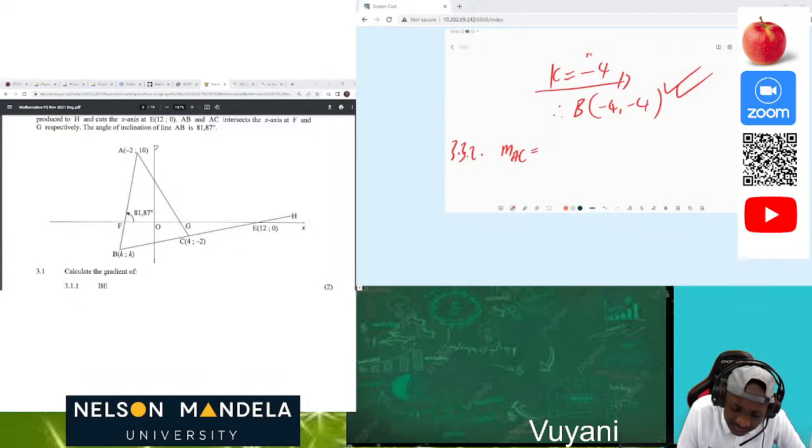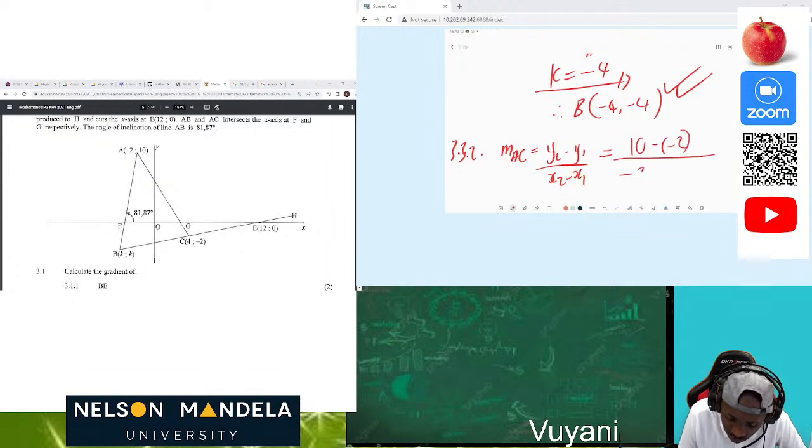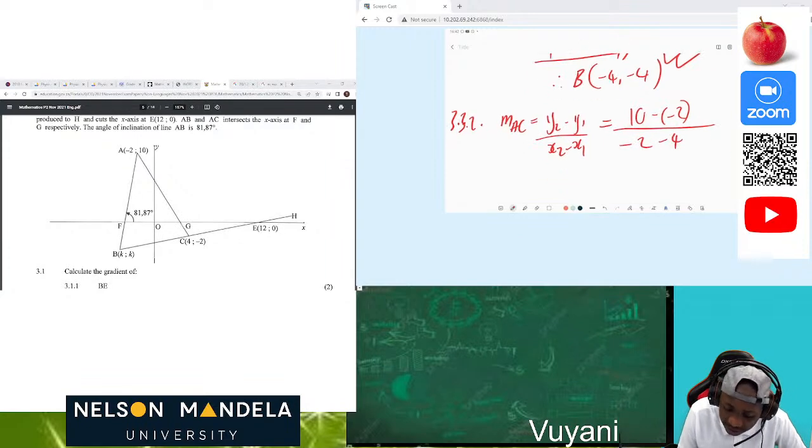So the gradient of line AC will be y2 minus y1 divided by x2 minus x1. We are given line AC, so it's going to be 10 minus 2, then we divide by negative 2 minus 4. Then 10 minus 2 is 12. 12 divided by negative 6 is negative 2. So the gradient of line AC will be negative 2.